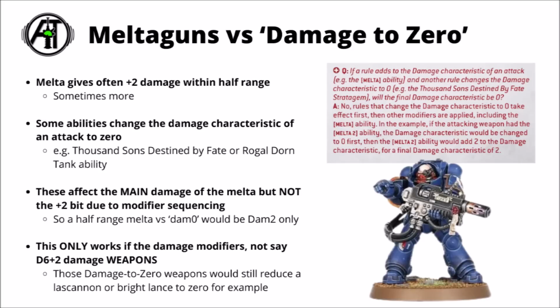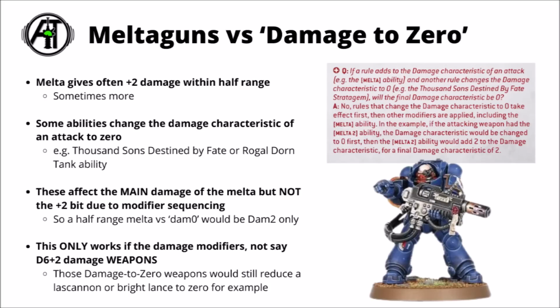One that they spelled out in an FAQ here that maybe isn't super intuitive in 40k is the Melta rule versus damage to 0 sort of rules. Melta weapons are the ones that can give you plus X amount of damage within half range, often plus 2 damage, but sometimes more. And then there's some abilities out there that can change the damage characteristic of an attack straight to 0, say the Thousand Suns Destined by Fate special rule, or the Rogal Dorn armor ability. When they're triggered, they usually just make one attack go away.